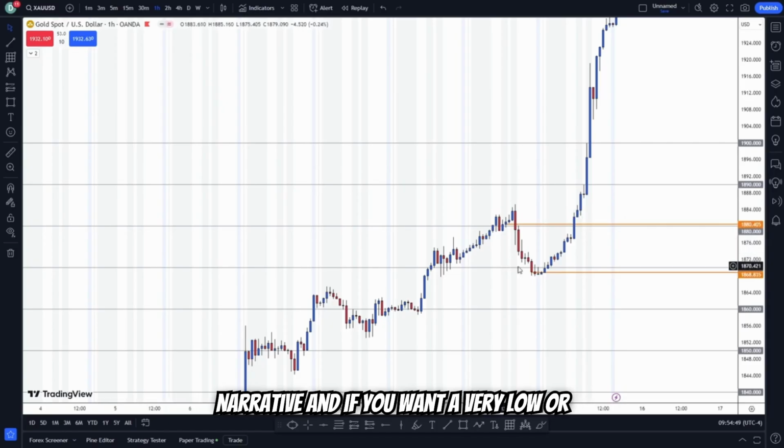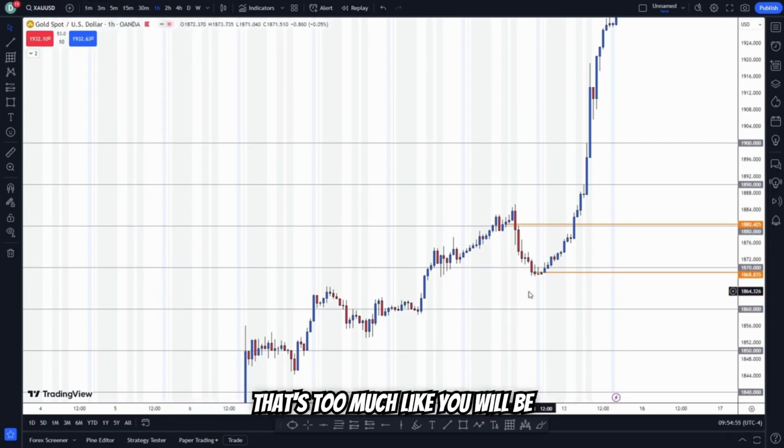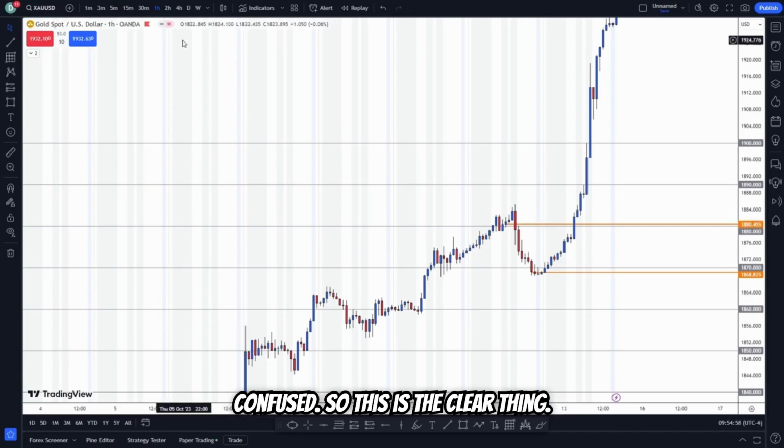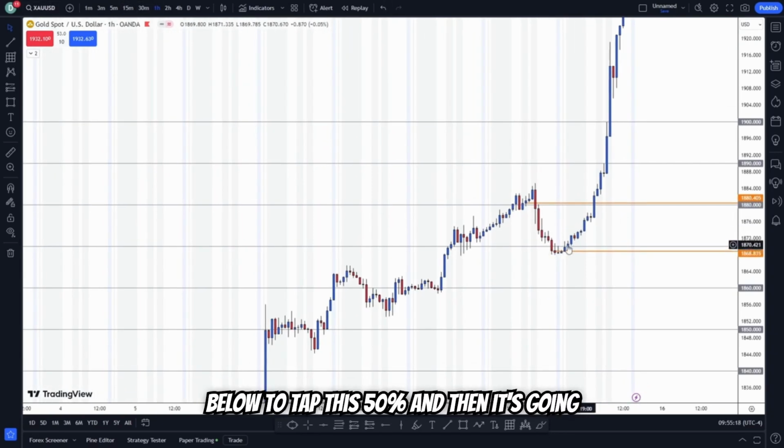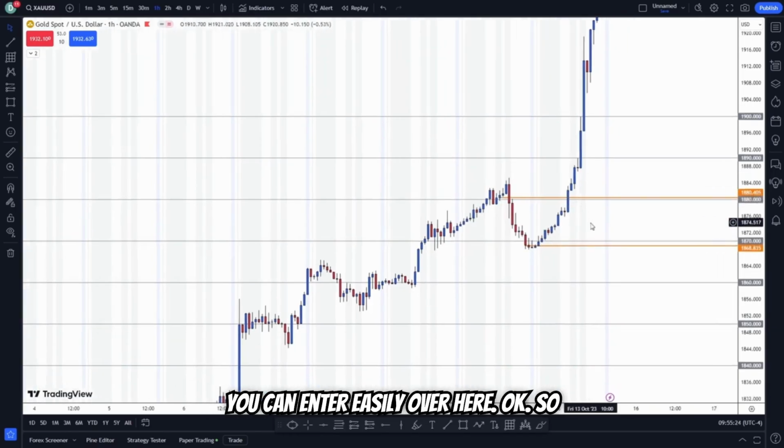The thing is that you have to build a narrative, and if you want a very small stop loss, you can go on the 1-minute time frame. But that's too much, you will be confused. So this is the clear thing: look for the bias. Don't go on the daily time frame, because it's hard to predict only one candle. The daily time frame is like predicting one daily candle, that's it. But if you go on 4H, you will be able to see that it's going up, and on 1H it's going below to tap this 50%, and then it's going up to give a market structure shift, then you can enter easily over here.